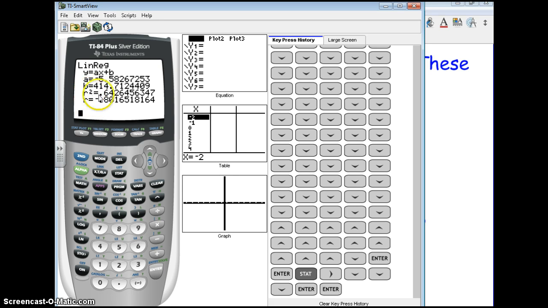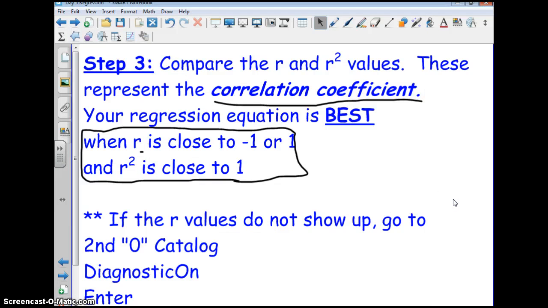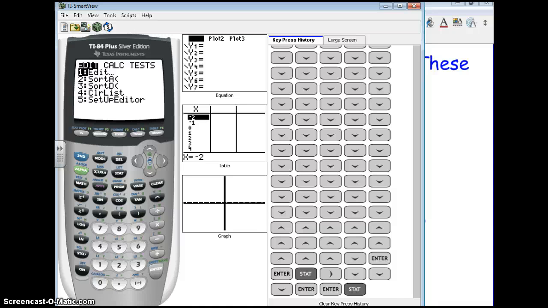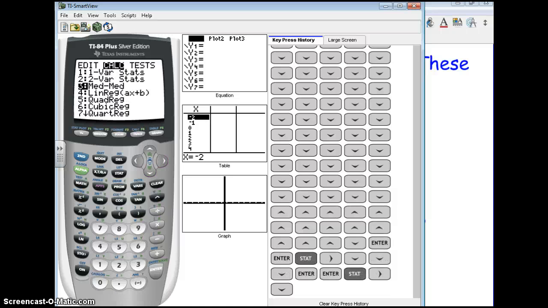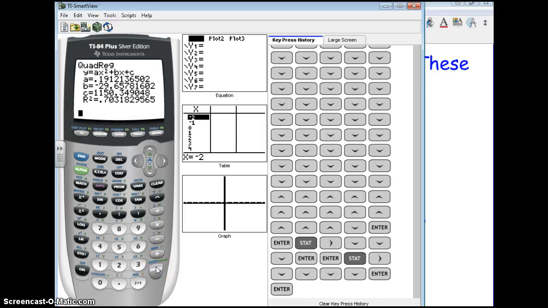We want the R squared value to be close to 1. Our R squared value for the linear is 0.64. So let's write that down. Okay. Let's go back and do the same thing with the quadratic. So we're going to go back to stat, calc, and run the same test that we just did again. But this time we should see the R squared value pop up. For this one, the R squared is 0.70.